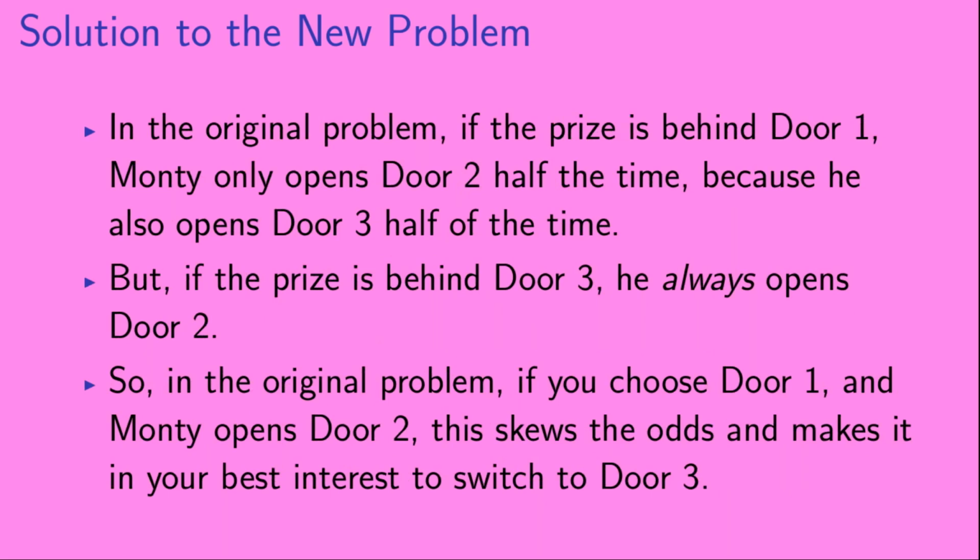In the original problem, if the prize is behind door 1, Monty only opens door 2 half of the time, because he also opens door 3 half of the time. But if the prize is behind door 3, he always opens door 2. So in the original problem, if you choose door 1 and Monty opens door 2, this skews the odds and makes it in your best interest to switch to door 3.